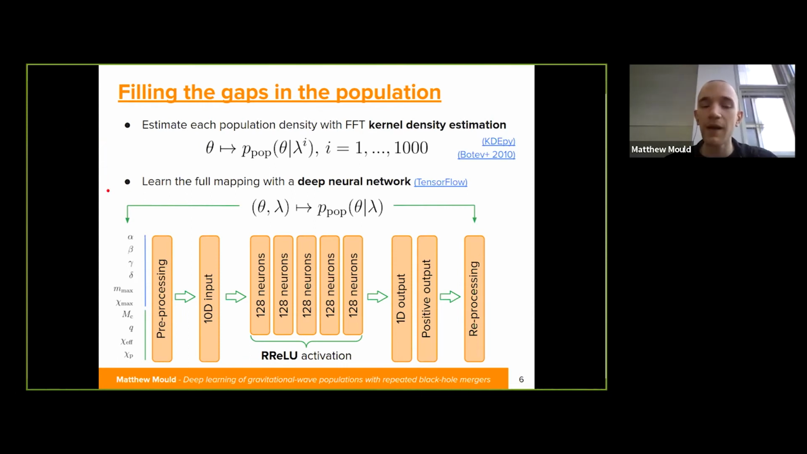And then we learn the full mapping of the combined vector of the source parameters theta and the population level parameters lambda with a deep neural network. And this is the structure of the network for those who are interested. So we have a neural network which takes a 10-dimensional input and spits out a value of the normalized conditional density p_pop. And this neural network is quite large. It takes about 200 million samples to train, which takes a few days on a single GPU core.